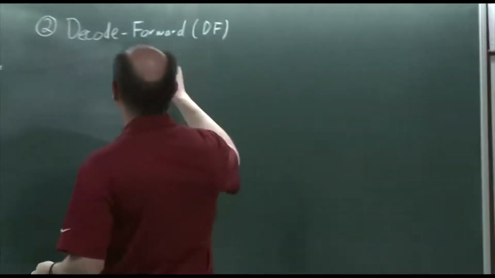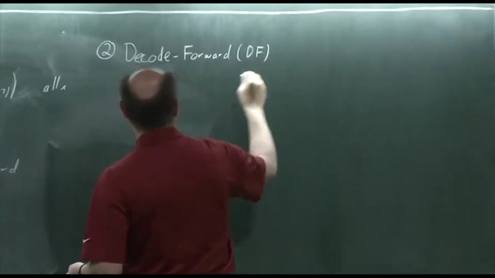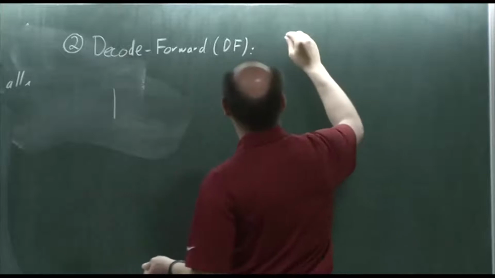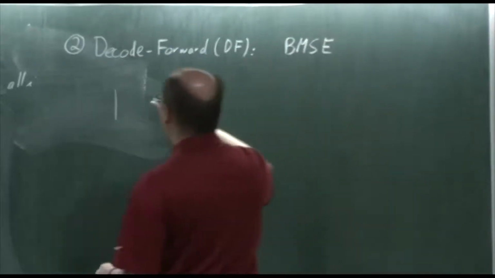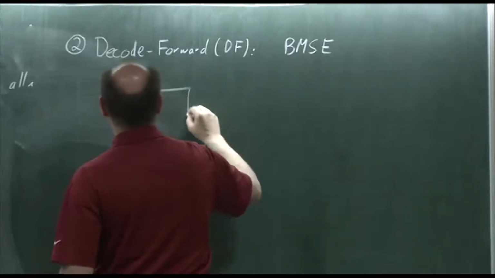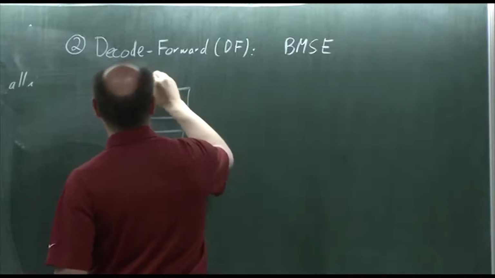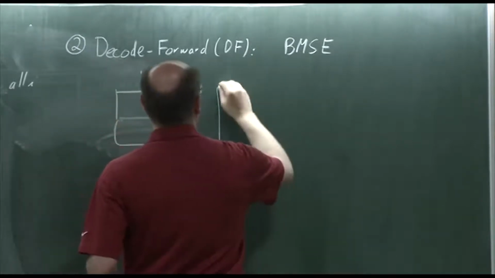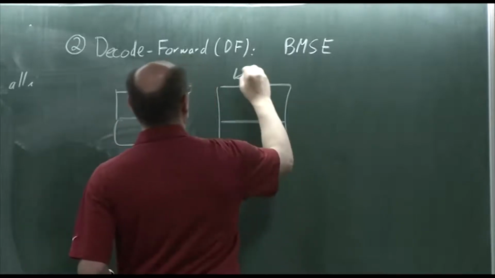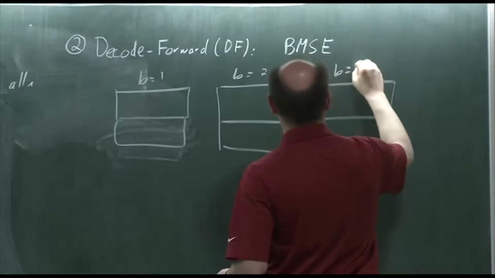These methods. So the decode forward idea is that we send in blocks. They also invented this block Markov superposition encoding method in that paper. So you split the message into chunks. So block B equals 1. Just draw it quickly. B equals 2. B equals 3. And then maybe you'll stop here now. I usually went to 4.